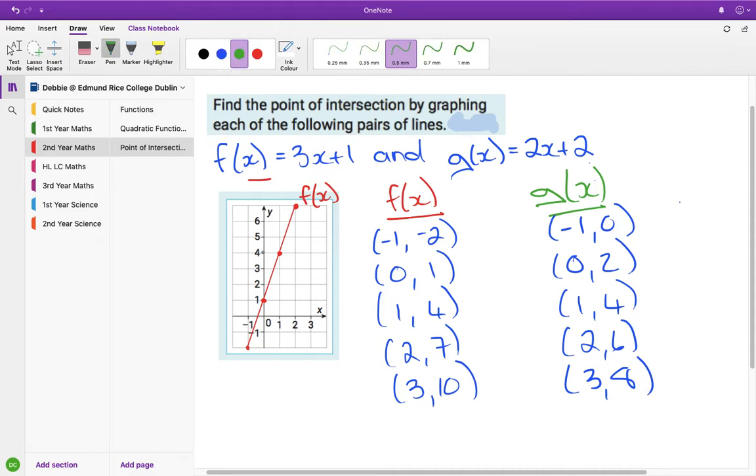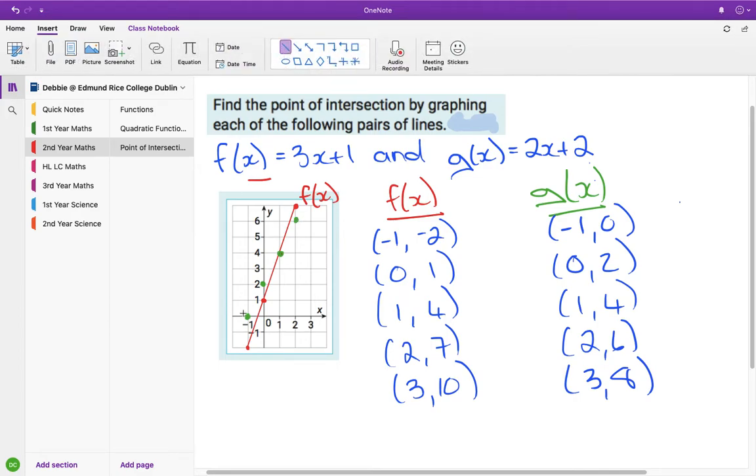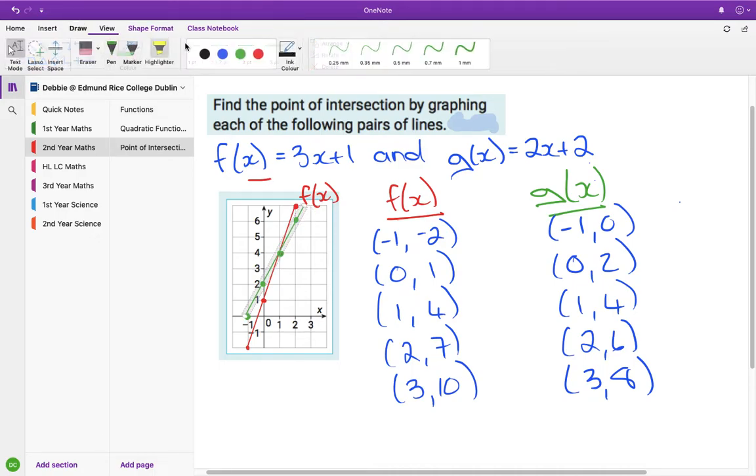So in green, minus 1, 0 is here, 0, 2 is here, 1, 4 is there, 2, 6 is there. Go get my line and line these up. Oh, so about there. And in green then is my g graph.